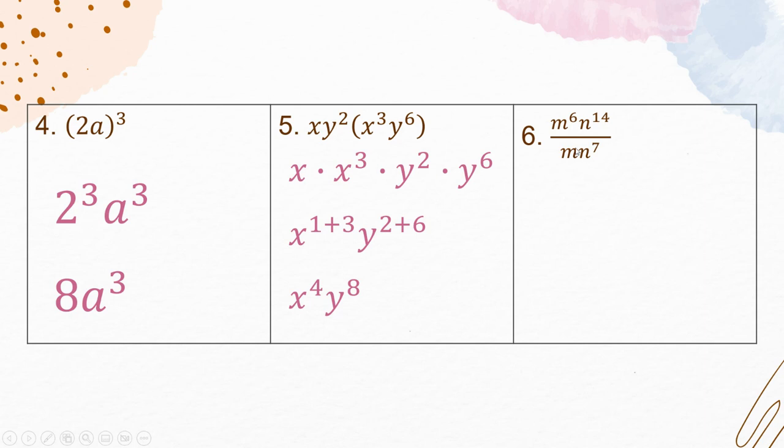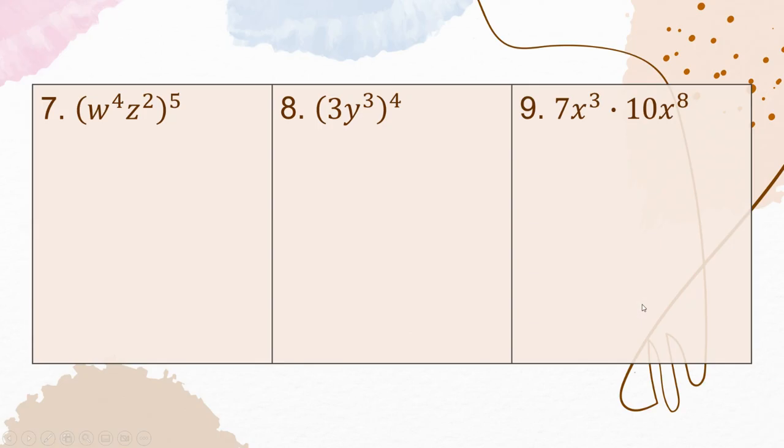Okay? So let's look at number 6. Number 6, I have m to the 6th n to the 14th over m n to the 7th. Remember, like bases, when I'm dividing, I subtract their exponents. So I'm going to go ahead and do that. m to the 6 minus 1, n to the 14 minus 7. Well, of course, 6 minus 1 is just 5, and 14 minus 7 is just 7. So I have m to the 5th, n to the 7th. Okay, so look at number 7.